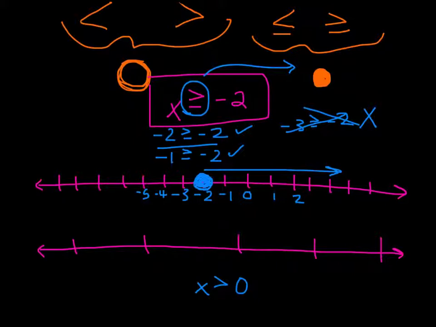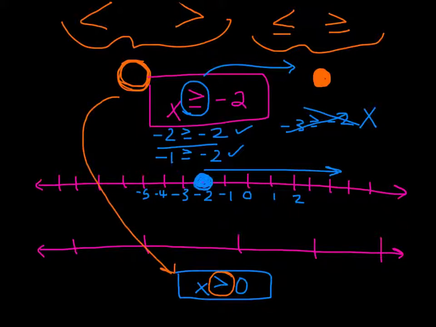Now let's look at this next one. We have x is greater than 0. Here is our inequality. Looking at that, here is our sign because there's no equal to underneath it. There's not a straight line underneath it. We have x is greater than 0, so it's going to be an open circle.